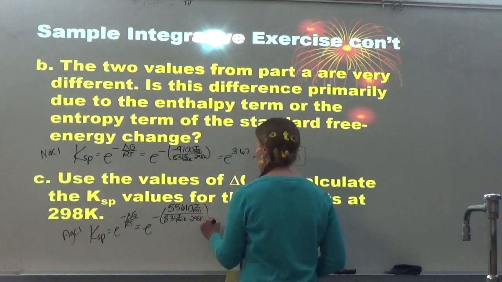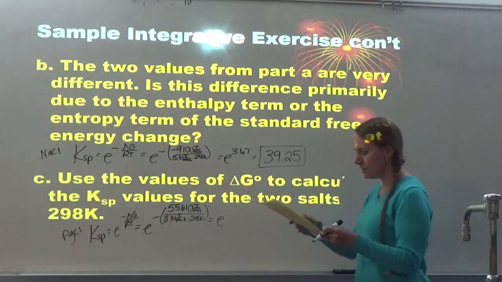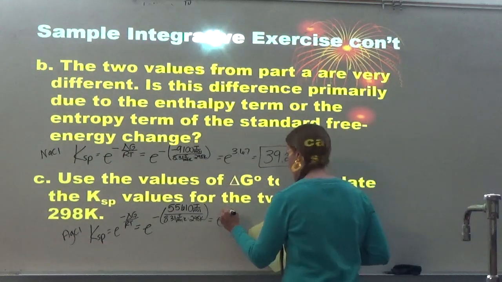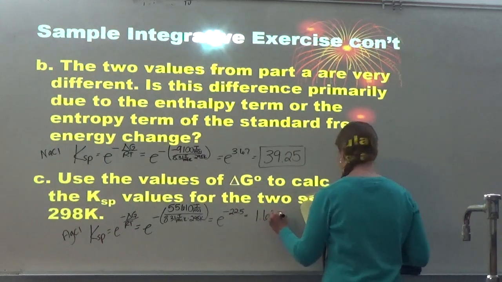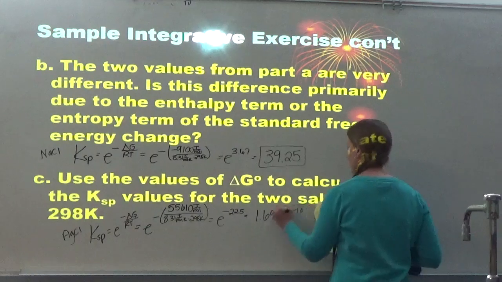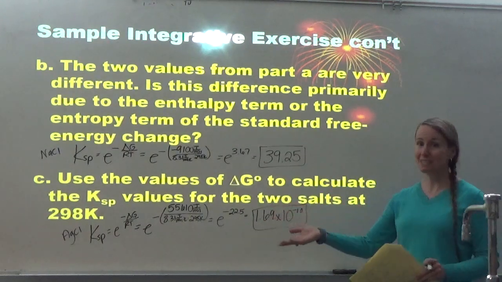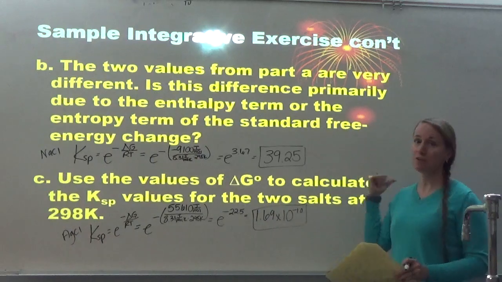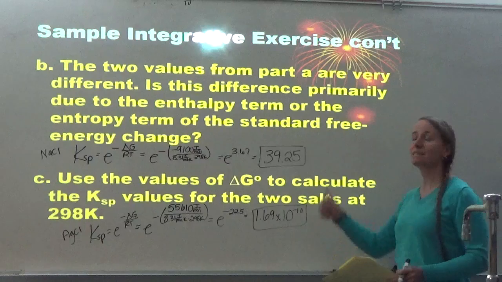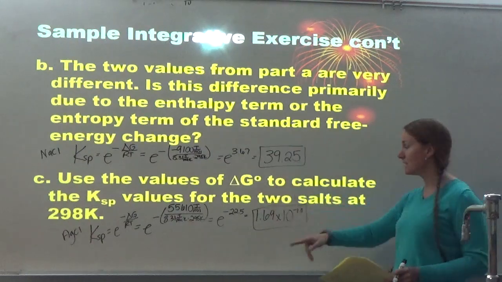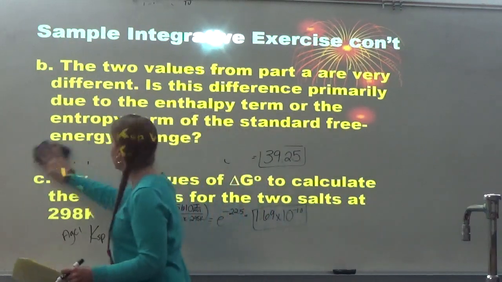Okay, so again, today's just a lot of math. So when you clean up this area, it ends up being e to the negative 22.5. And so that gives me 1.69 times 10 to the negative 10, which makes perfect sense. Delta G was positive for this one. That means it does not favor products, it favors reactants. So I have a very small K value. Okay, so that was part C.